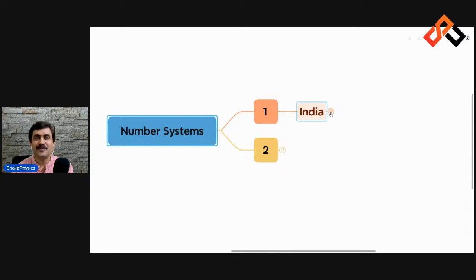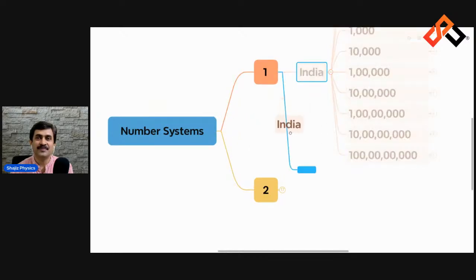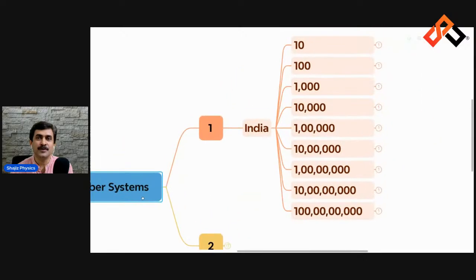In India, we treat numbers as multiples of 10. Let me bring it to the visible line for each one of you. See here, 10, 100, then when it is again multiplied with 10, we get 1000, 10,000, 1 lakh, 10 lakh, 1 crore, 10 crore, 100 crore, like that.